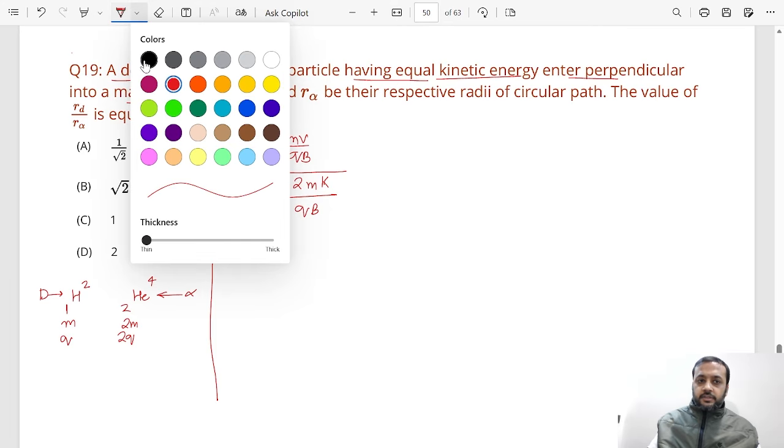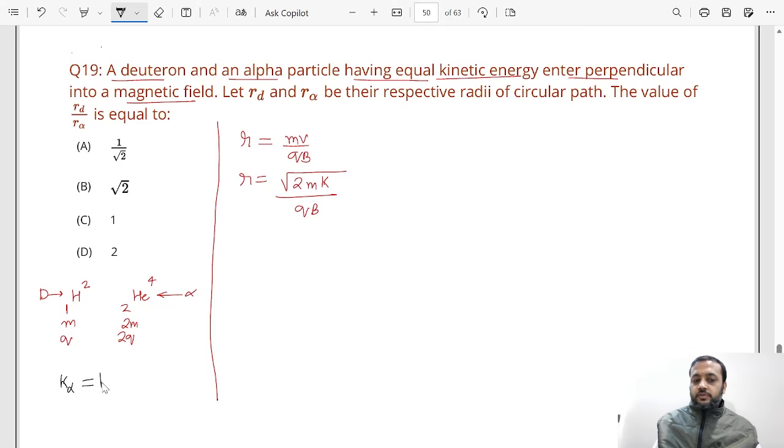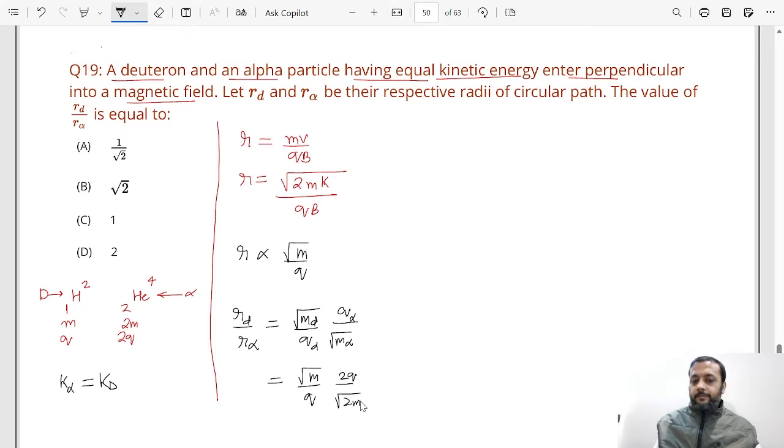So according to the data of the question, kinetic energy of the alpha particle is equal to kinetic energy of the deuteron, which means the radius will be proportional to under root of mass upon charge. That means radius of deuteron upon radius of alpha particle will be equal to root of mass of deuteron upon charge on deuteron, and here you will get mass of alpha particle upon the charge on alpha particle. Now mass of deuteron was m, so this will be root m. Charge on the deuteron was q. Charge on the alpha particle is 2q, and mass of the alpha particle is 2m. So from here m and m get cancelled, q and q get cancelled, 2 upon root 2 becomes root 2. So option B will be the correct answer to this question.